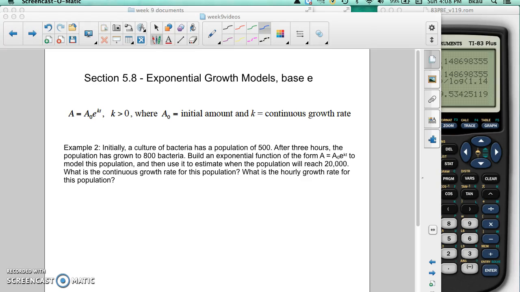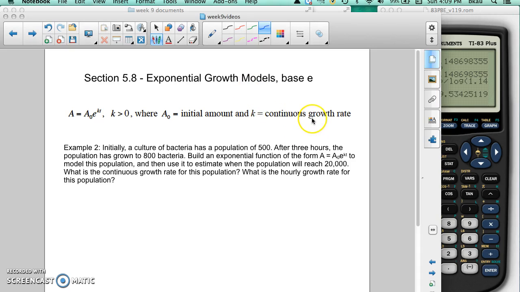Hello, and in this video we're going to continue looking at exponential growth models, but in this case we're going to look at the model with a base of e, not the base of b. And we're going to relate it to the other model that we had before. This model basically uses a continuous growth method.